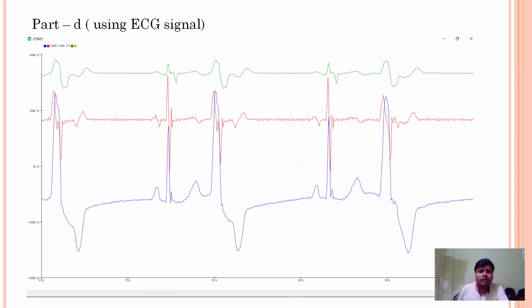And finally, we have realized part D, which is basically a system in which the derivative filter and the moving average filter are cascaded in the following order. This is the original ECG signal, the blue colored one, where we can see slight high frequency noises, which is then fed to the first order derivative or difference filter to get this region.